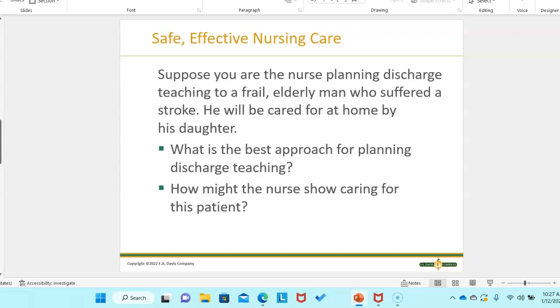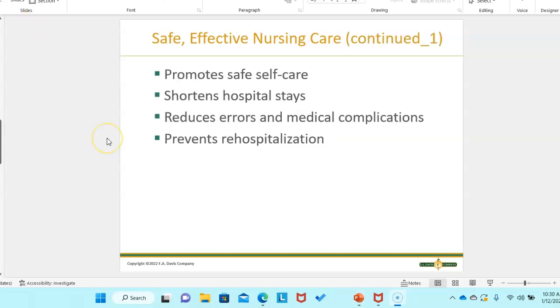The nurse can show caring by allowing plenty of time and not rushing him, providing a private space to teach the client and his family, making sure the patient is comfortable, rested, and pain-free before providing information, and considering his life experience. Safe, effective nursing care promotes safe self-care, shortens hospital stays, reduces errors and medical complications, and prevents rehospitalization.